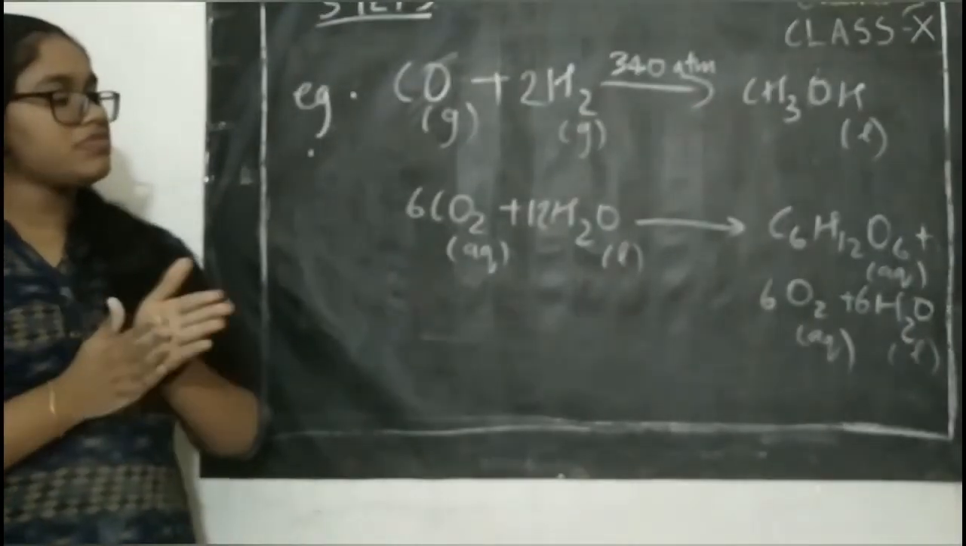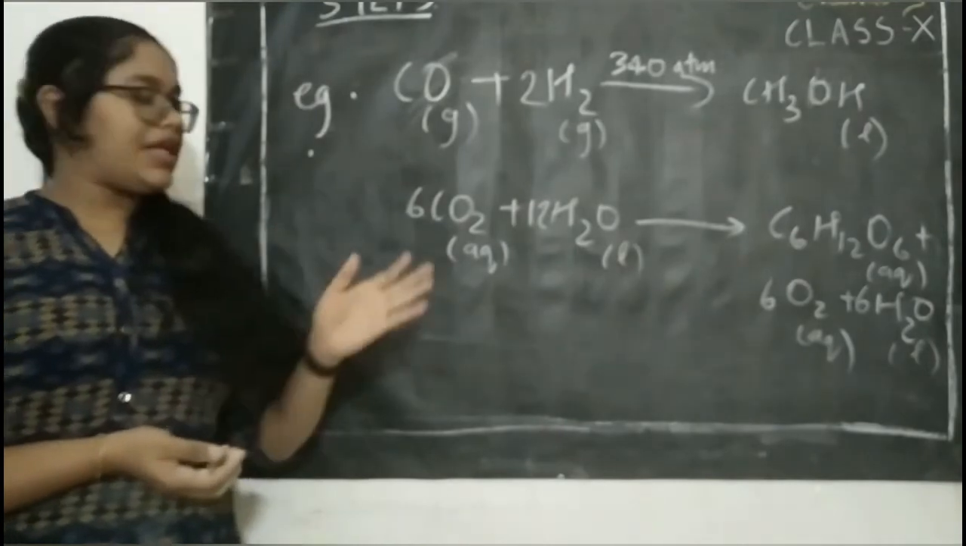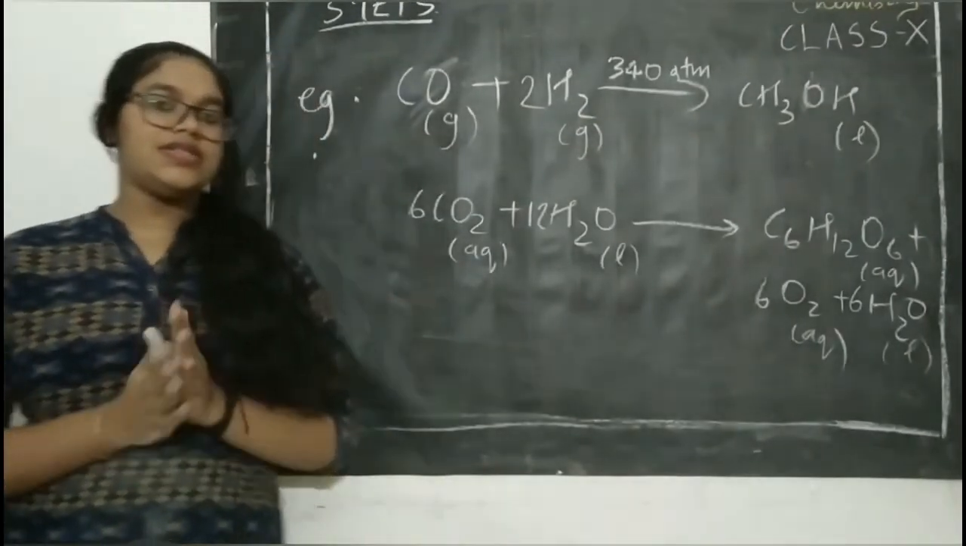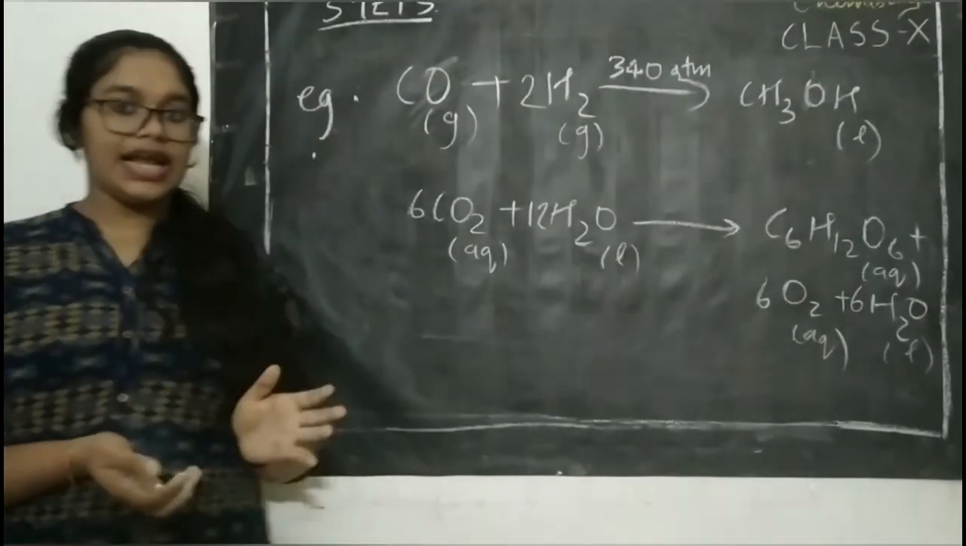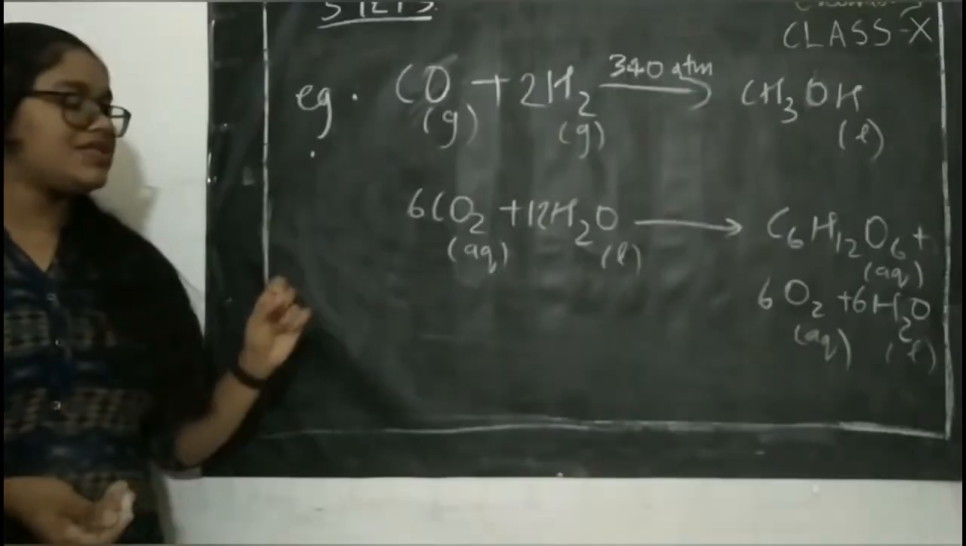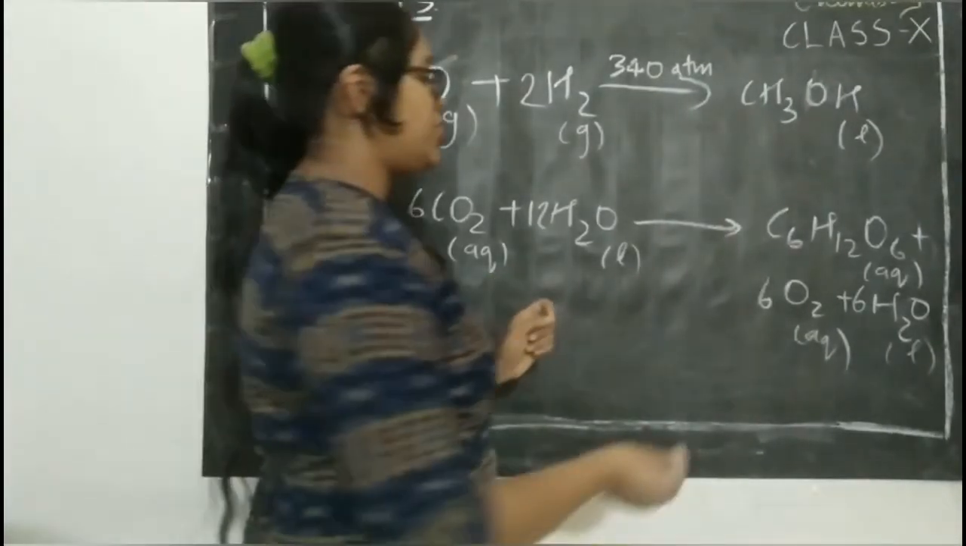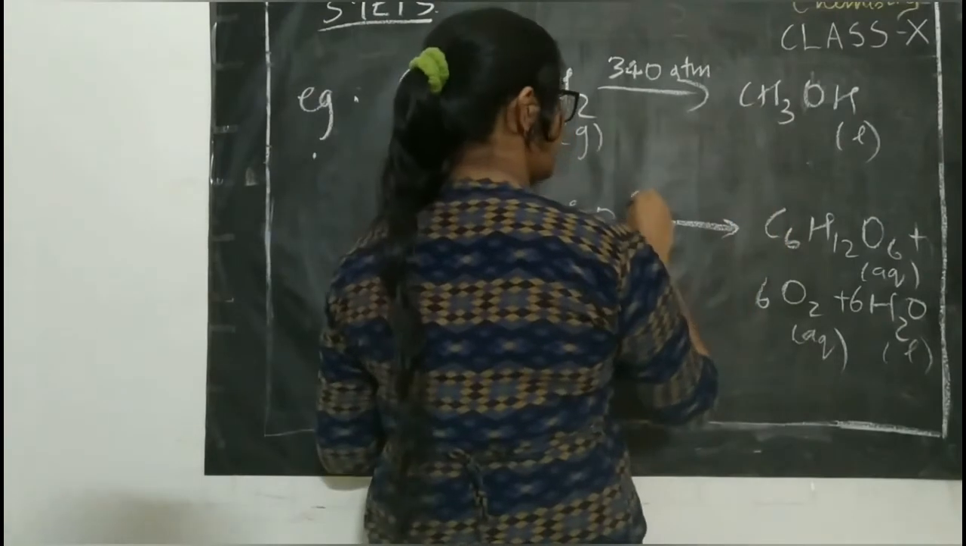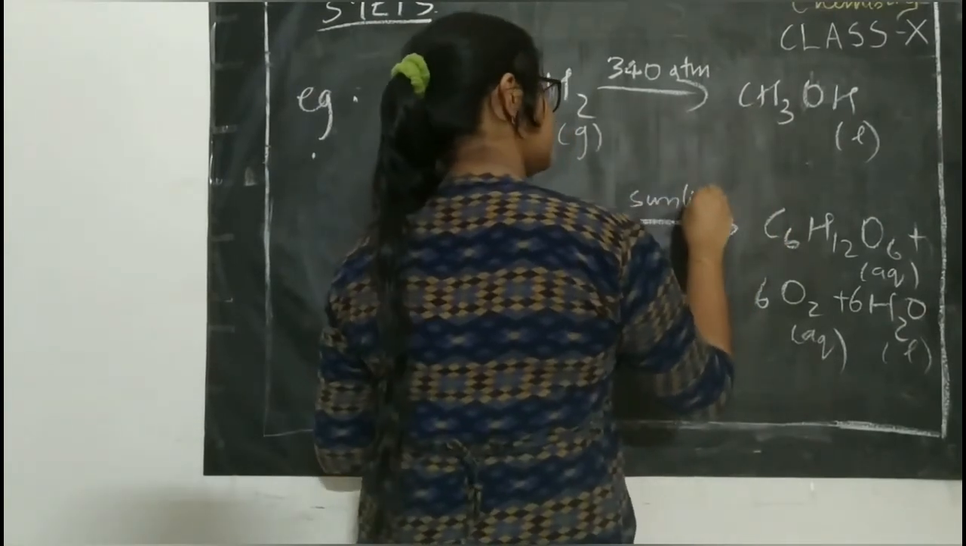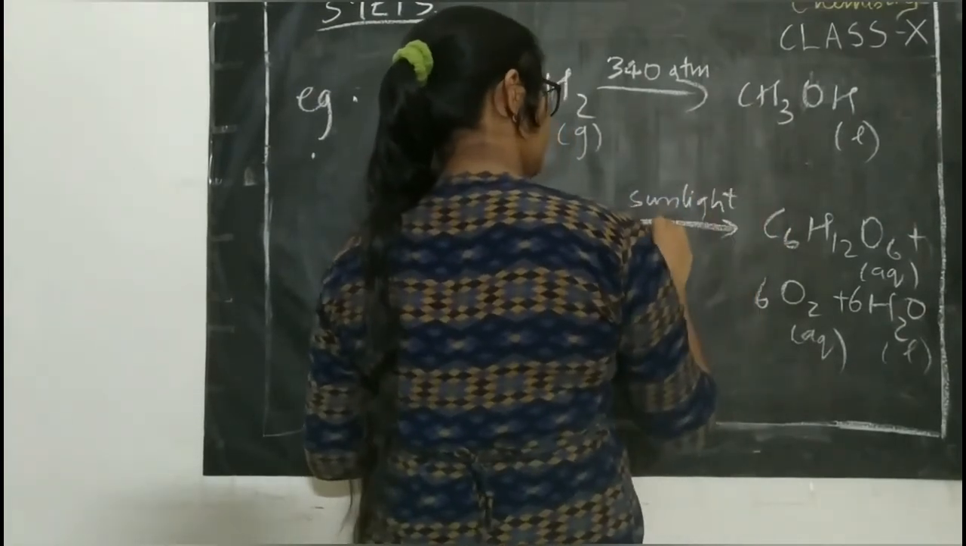Now we all know that the reaction of photosynthesis takes place only in the presence of sunlight and chlorophyll. So it's a necessary condition. So I am mentioning that condition above this arrow mark, that is sunlight and chlorophyll.